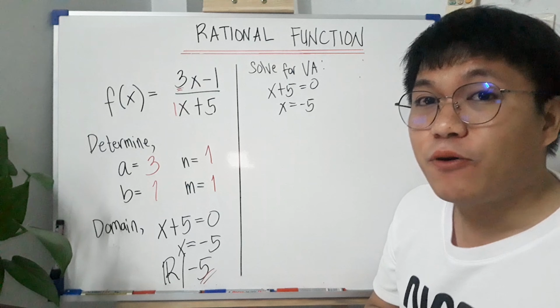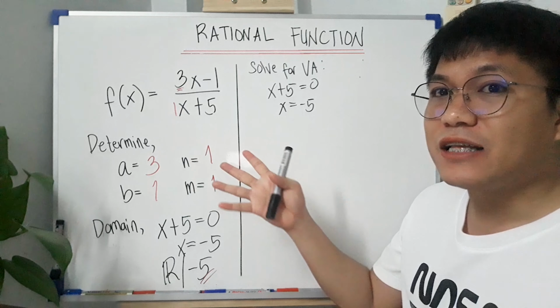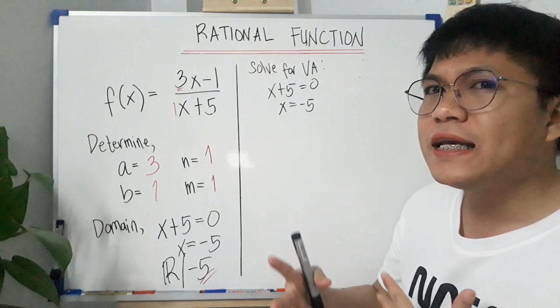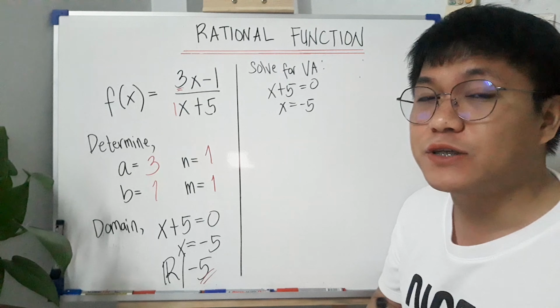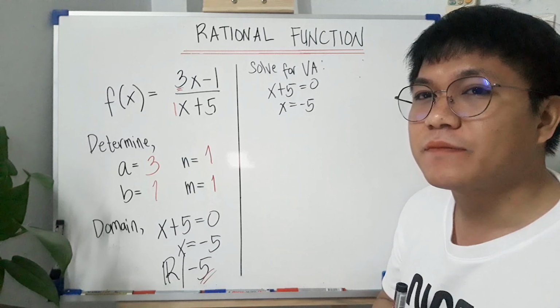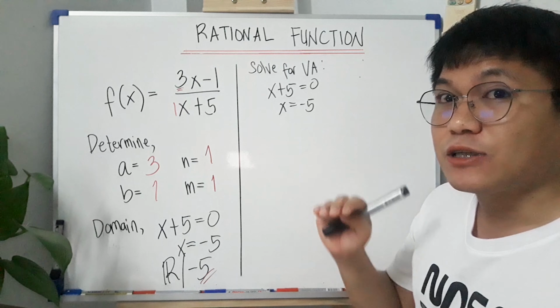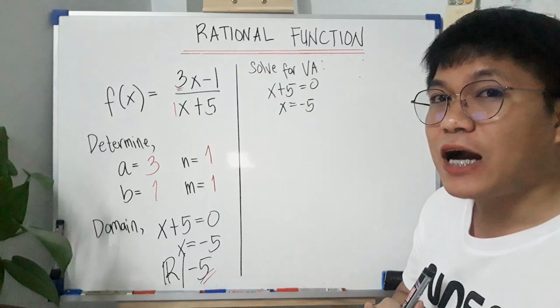Now, it is very important for us to remember the values of our n and m as well as a and b, which we already determined on the first part of our solution. So, we are going to go back to our values of n and m. Since the values of our n and m are both 1, therefore n is equal to m. Therefore, our horizontal asymptote is given by the line y is equal to a over b.